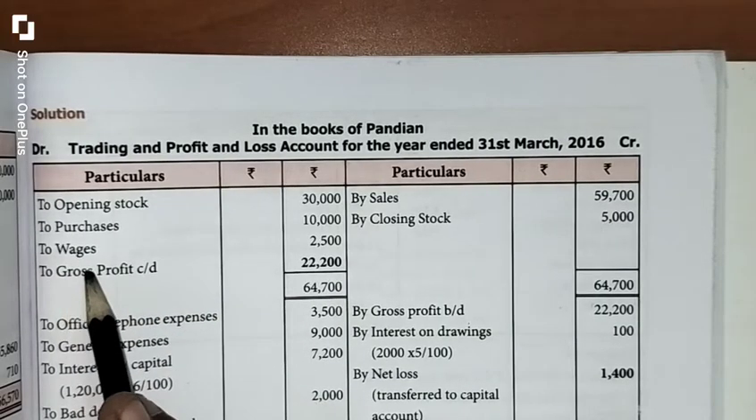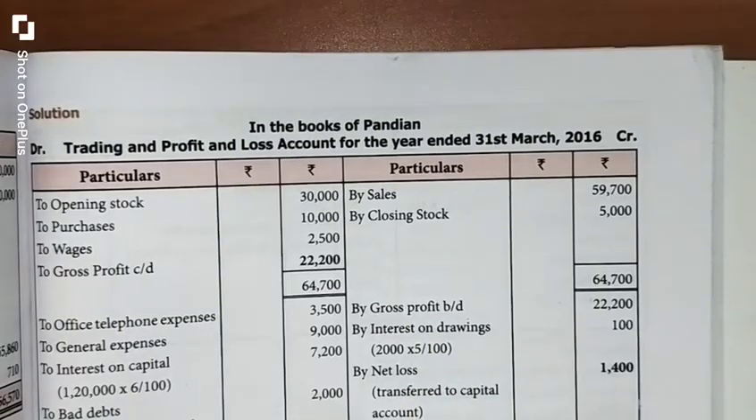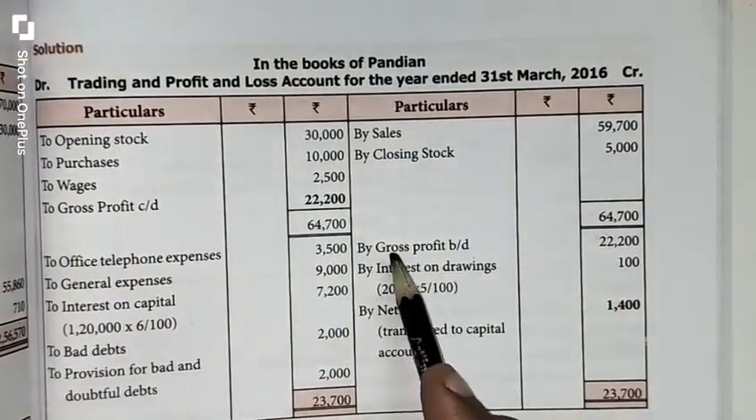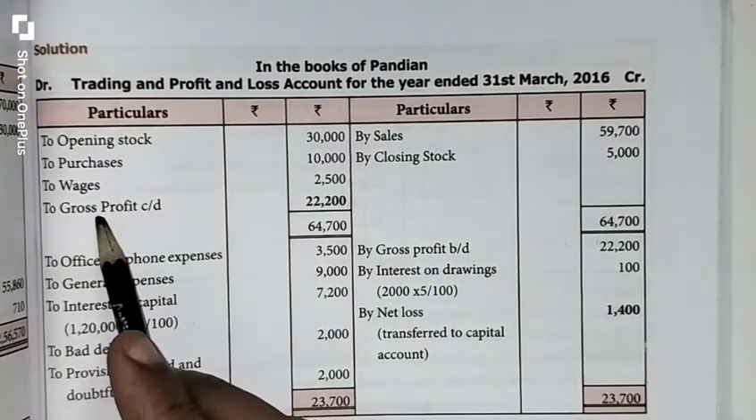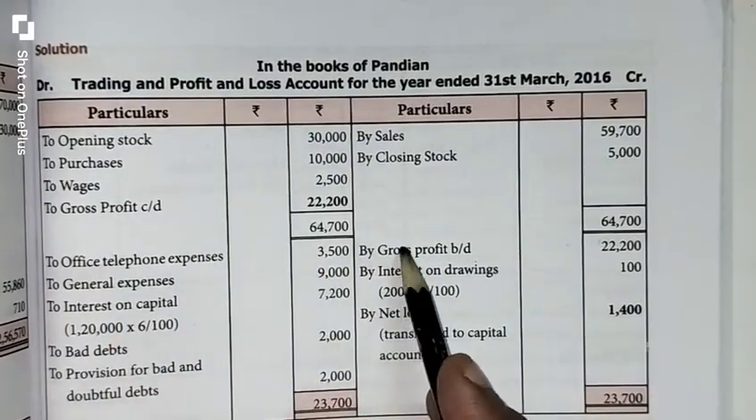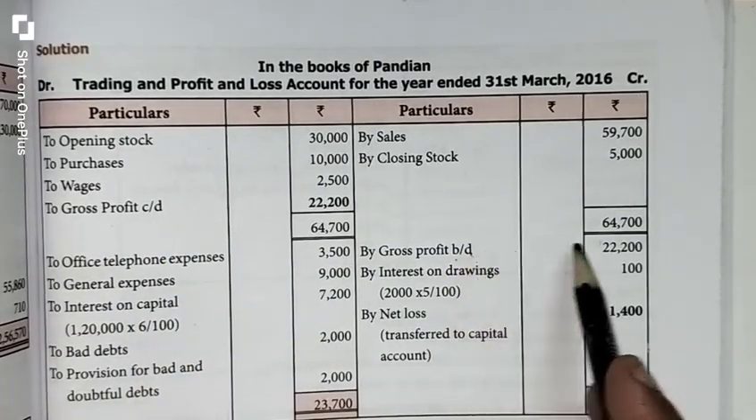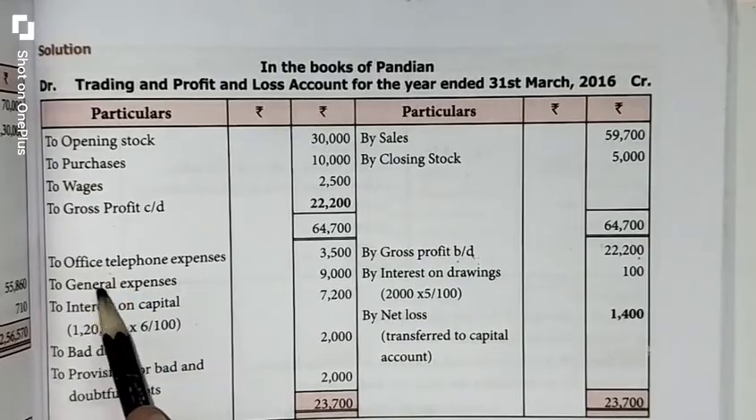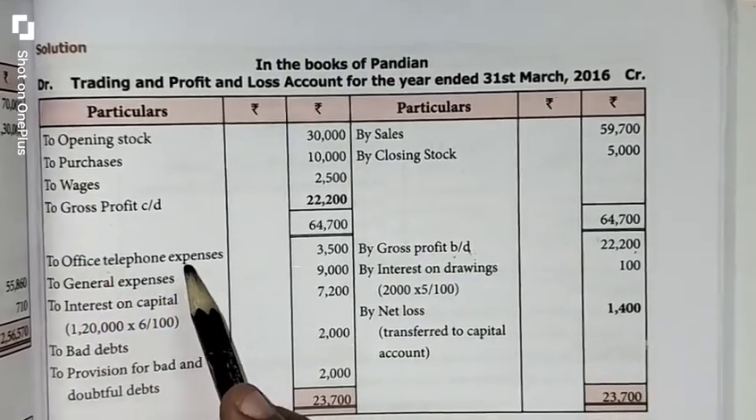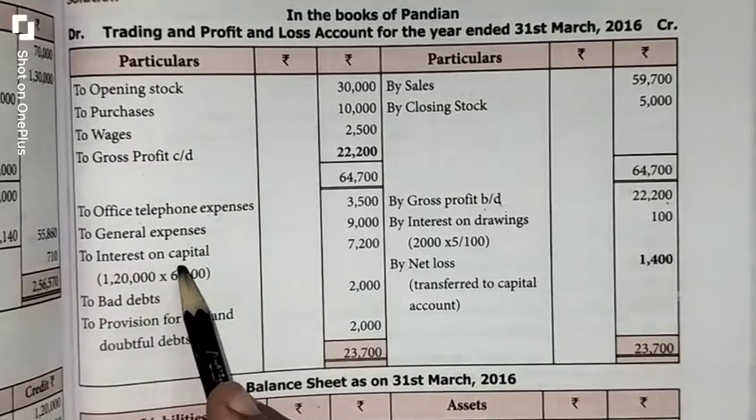Then we have to transfer that gross profit into the profit and loss account credit side. In the profit and loss account we always start with gross profit or gross loss. Here we have gross profit, so we transfer gross profit from trading account and enter it on credit side. Then office telephone expenses, general expenses as usual we enter on debit side of the profit and loss account. Then we have the interest on capital.